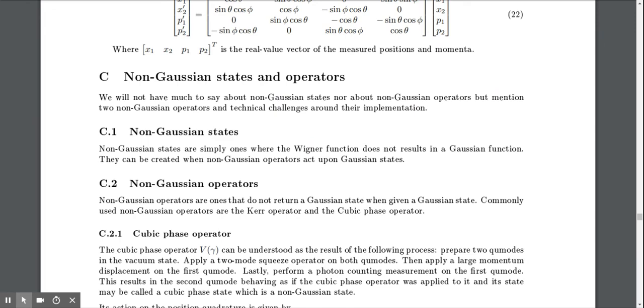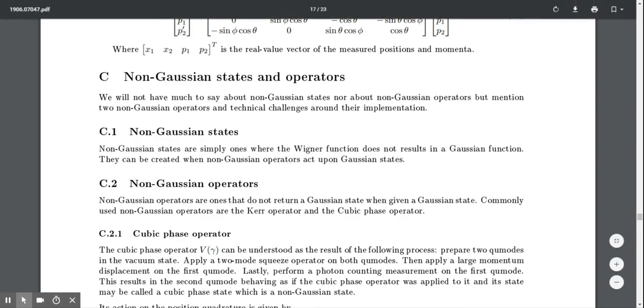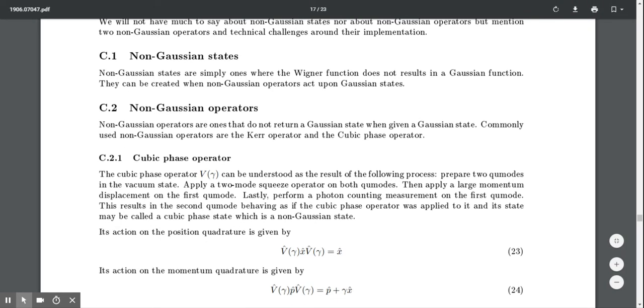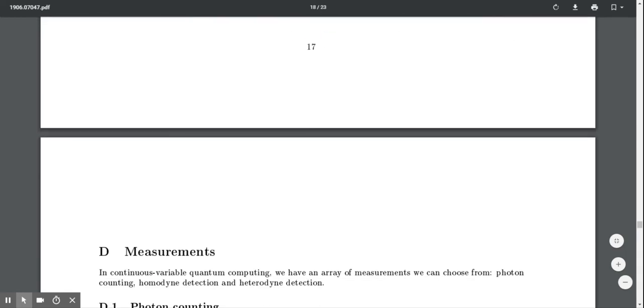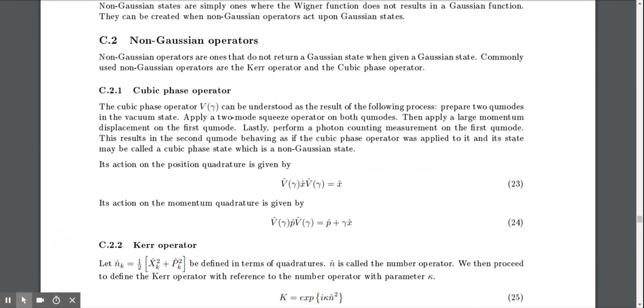Non-Gaussian state operators. We will not have much to say about non-Gaussian states for now, but mention two non-Gaussian operators and technical challenges around the implementation. Non-Gaussian states are simply where the Wigner function does not result in a Gaussian function. They can be created when non-Gaussian operators act upon Gaussian states. Non-Gaussian operators do not return a Gaussian state when given a Gaussian state. The Kerr operator and the cubic phase operator. Okay, interesting. And I think we're almost done with the measurements then.